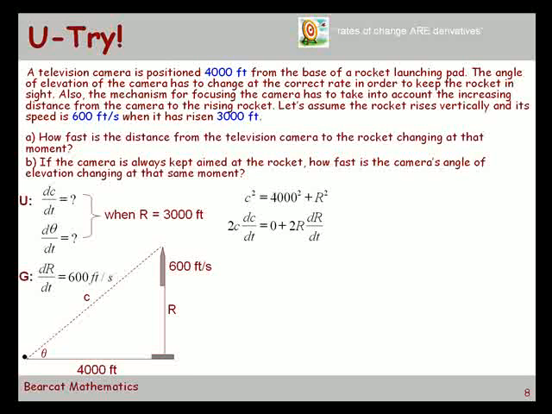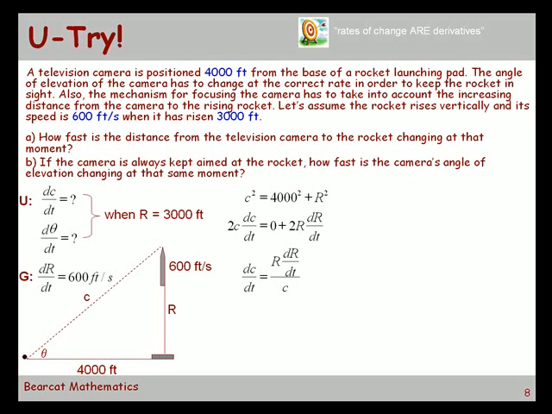So the left side becomes 2c dc dt. The right side, the 4,000 squared, that just zeroes out when we take the derivative, and the r squared becomes 2r dr dt. I need to solve that for dc dt. So what I've done is I've divided both sides by 2c and let the 2's reduce. So I've got r dr dt over c. We know r at the instant when the height is 3,000, r is 3,000, so we can replace that. We know dr dt is 600 feet per second, we can replace that.